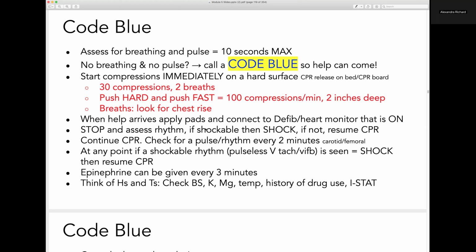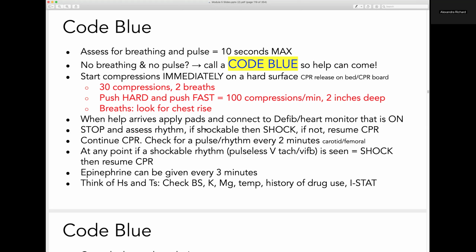When you're giving compressions, you want to push hard and you want to push fast. You want to give at least 100 compressions a minute. Why? When you give compressions, you're beating the patient's heart for them, and a normal heart rate is 60 to 100. So we want to give them at least 100 compressions a minute. For an adult, you push at least 2 inches deep. For a child, it's 1.5 inches deep. Breaths, as you give breaths, you want to look for chest rise. But you don't want to give breaths that are too forceful because you can push air in the stomach and cause the patient to vomit and aspirate.